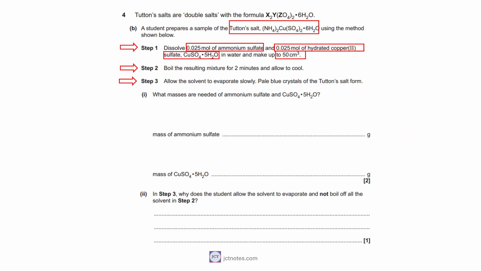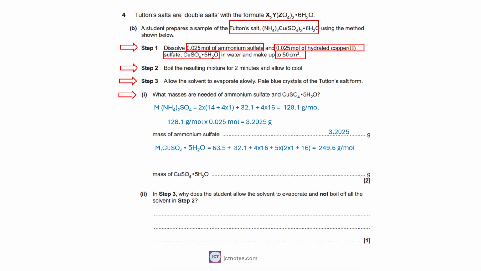In the first question, we are asked what masses are needed of ammonium sulfate and copper-2 sulfate pentahydrate. To calculate these, we multiply the number of moles given by their relative formula mass. The relative molecular mass of the ammonium sulfate is 128.1, that multiplied by 0.025, we obtain 3.2025 grams. The relative molecular mass of the copper-2 sulfate pentahydrate is 249.6, that multiplied by 0.025 gives 6.24 grams.